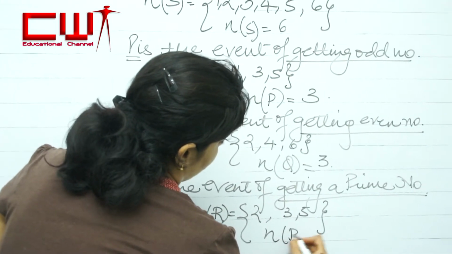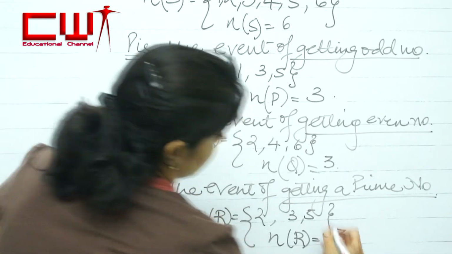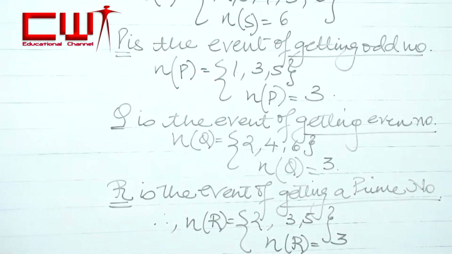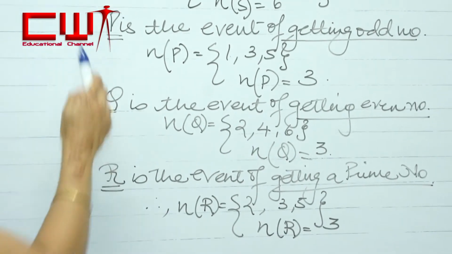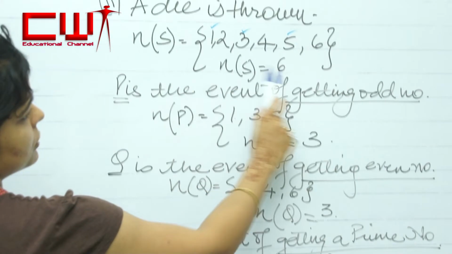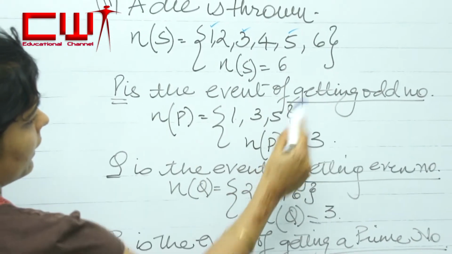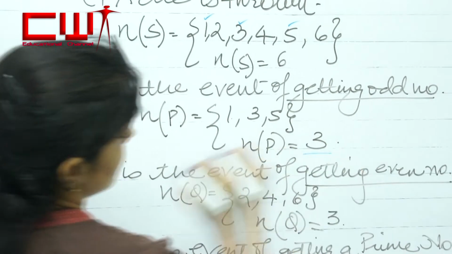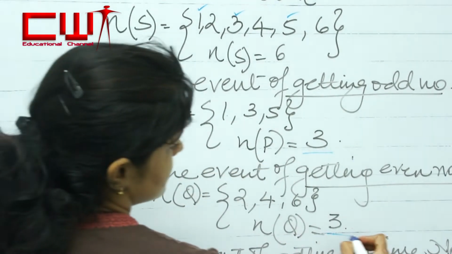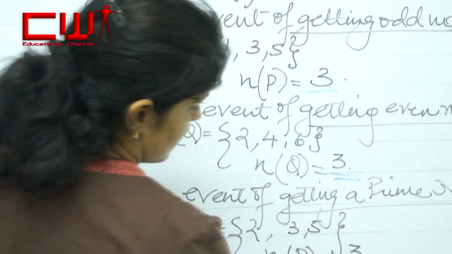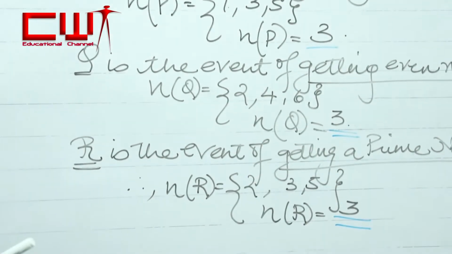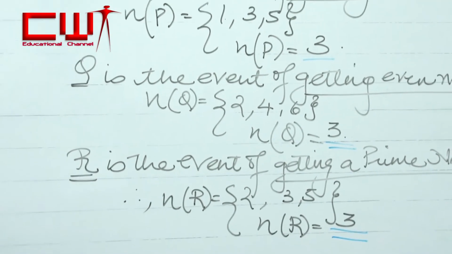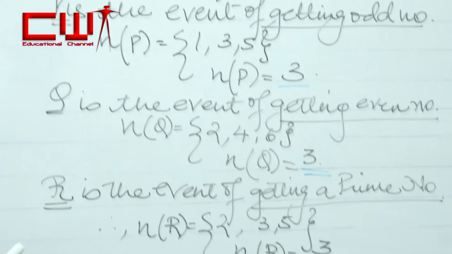So n(R) will be how much? Again 3. See, they have given 3 situations. First find out the total situations. Then P is the event of getting an odd number. How many odd numbers? 3. How many even numbers? 3. How many prime numbers? 3. So this is how you get the answer. This was the second question of exercise 4.1, page 98.